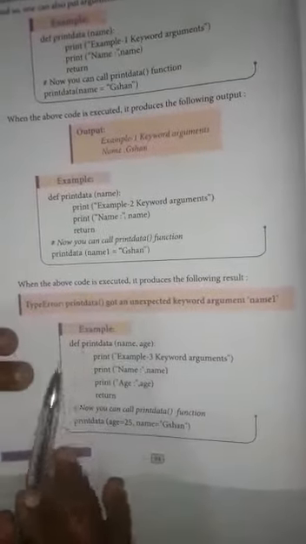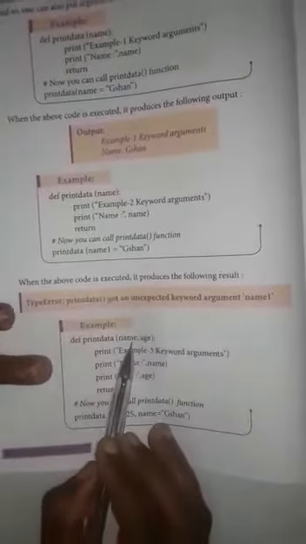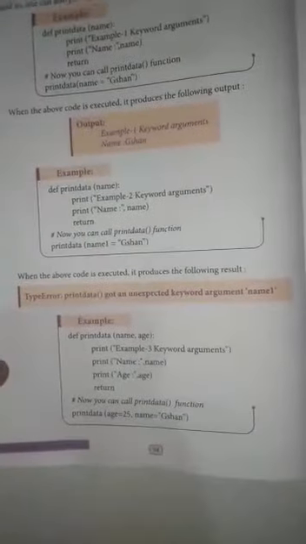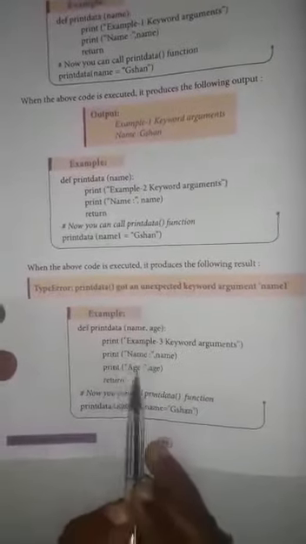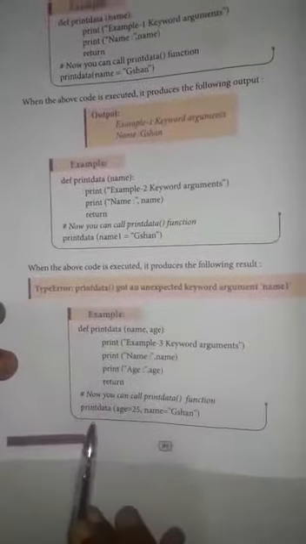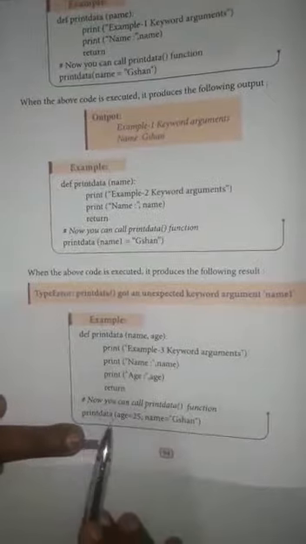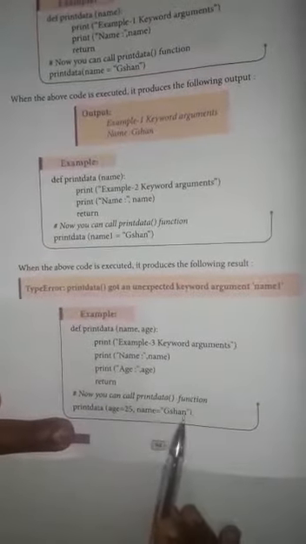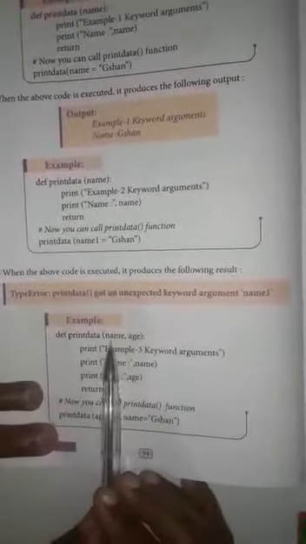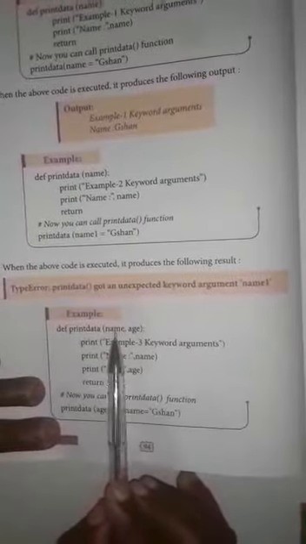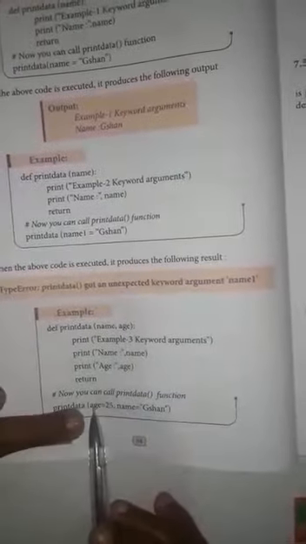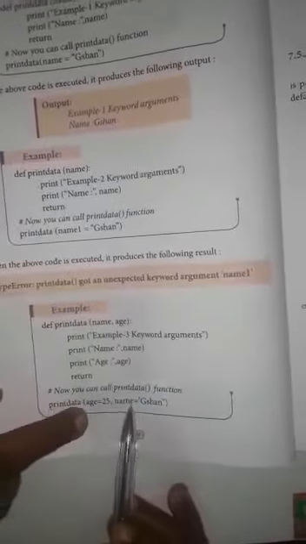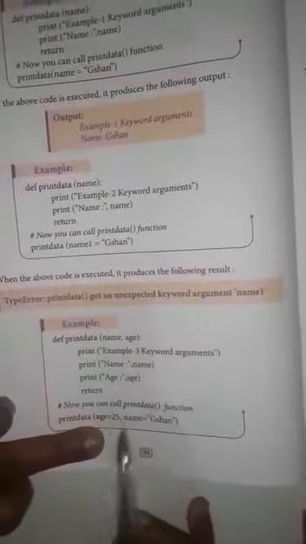Another example of keyword argument: def printdata(name, age). There are two arguments, name and age. It prints the name, prints the age, and prints "Example 3 keyword argument". The calling function is printdata(age=25, name="Jishan"). In the function definition, name is first and age is second, but the calling function has age first and name second. The order is changed here.